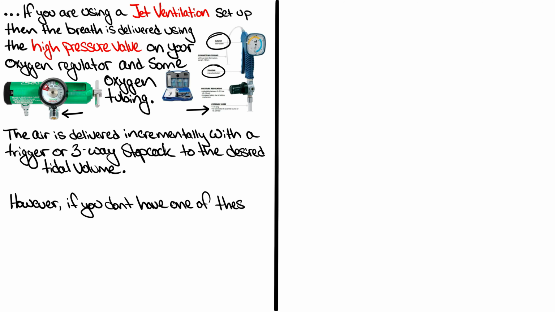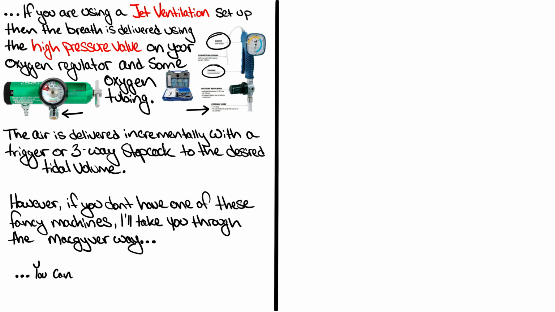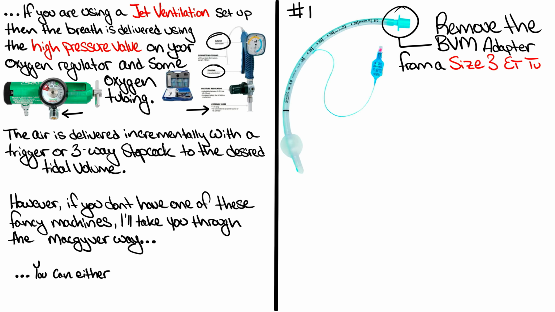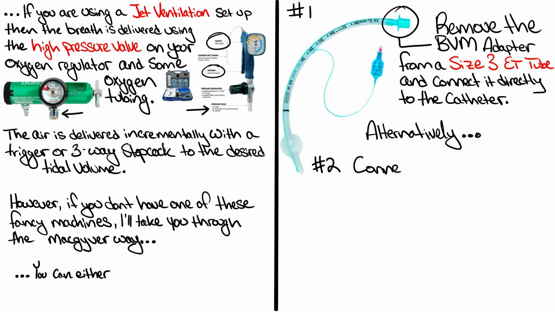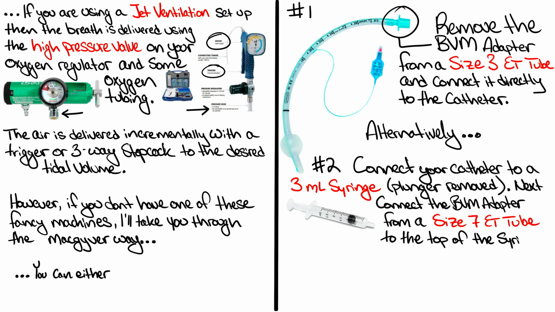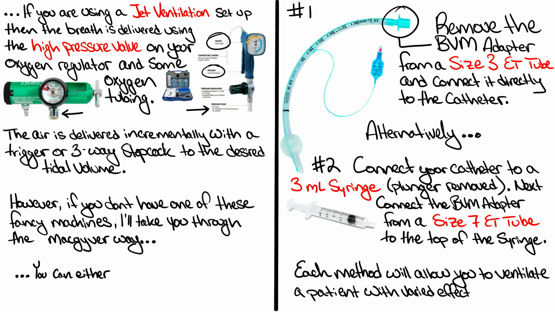However, if you don't have one of these fancy machines, I'll take you through the MacGyver way. You can either one, remove the BVM adapter from a size 3 endotracheal tube and connect it directly to the catheter, or two, connect your catheter to a 3 milliliter syringe with the plunger removed, and then connect the BVM adapter from a size 7 endotracheal tube to the top of the syringe. Each method will allow you to ventilate your patient with varied effectiveness.